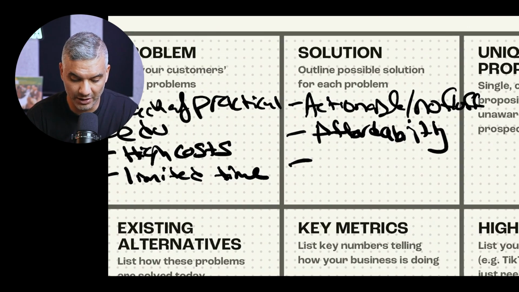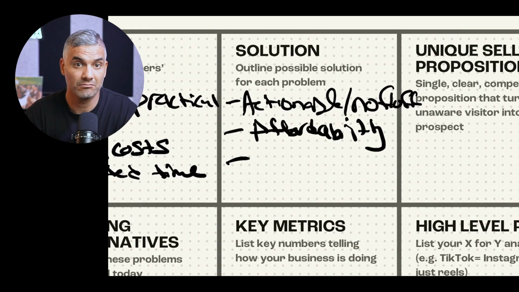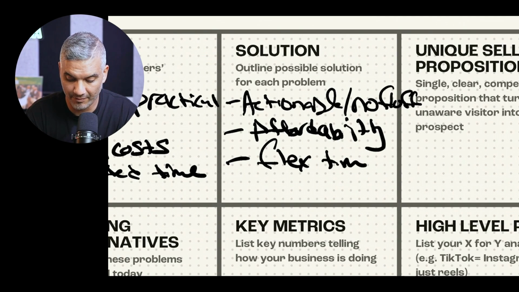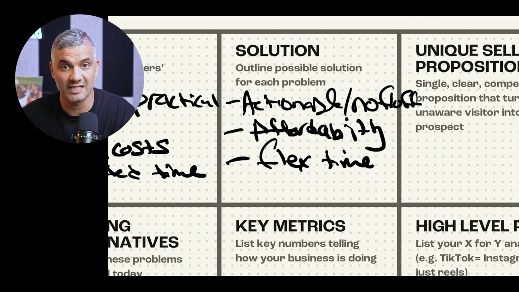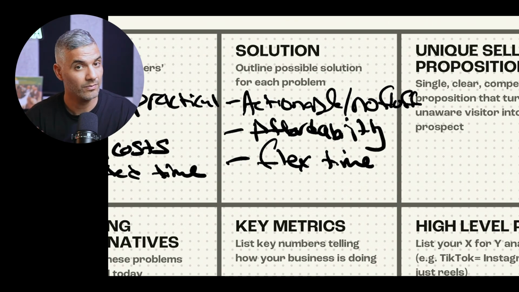The next solution here is we have limited time as a problem. And what's the solution to that? It's flexible, right? Flexible time. It's on demand. You can listen to the podcast episodes whenever you like, or watch the videos, or take the courses when you like. It's very flexible so that it could fit in people's busy schedules. So those are the solutions that we come up with. Cool? So far, so good, right?